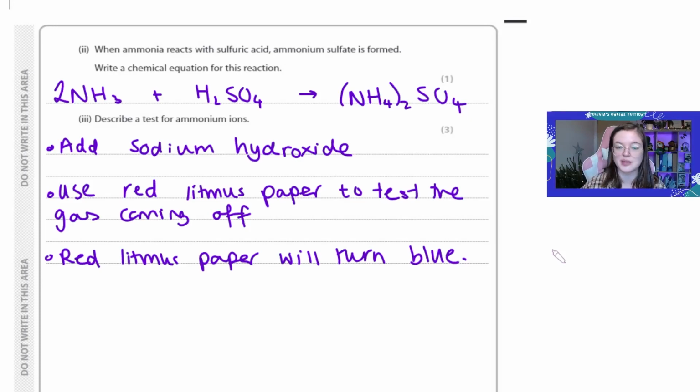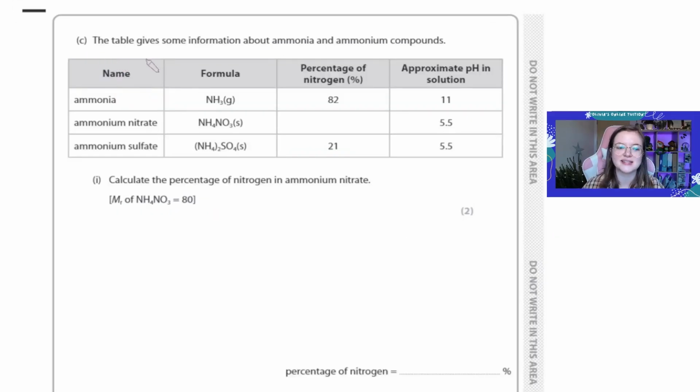And there we go. That's going to be 3 marks. On we go. Part C. This table gives some information about ammonia and ammonium compounds. Calculate the percentage of nitrogen in ammonium nitrate.